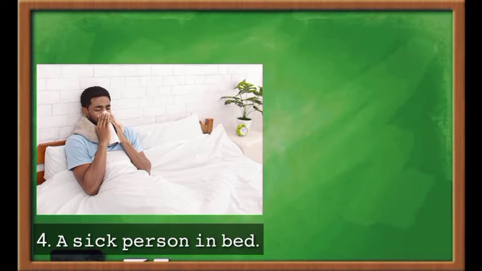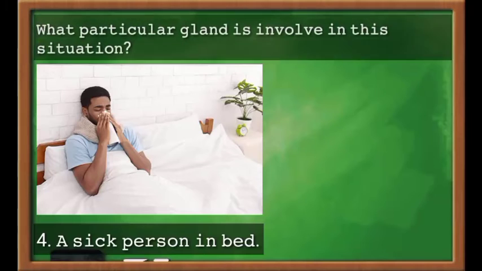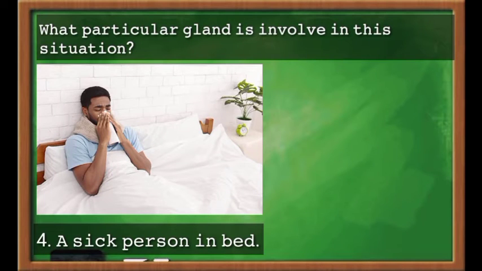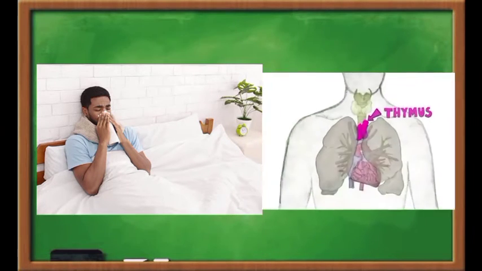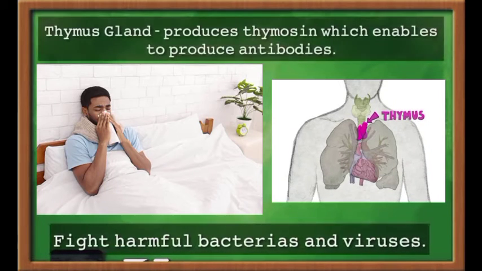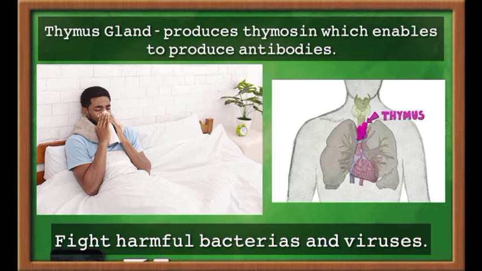Number 4. A sick person in bed. What particular gland is involved in this situation? If your answer is thymus gland, you did a great job. Thymus gland produces thymosin, which enables the body to produce antibodies. These antibodies fight harmful bacteria and viruses which can affect our overall health condition.